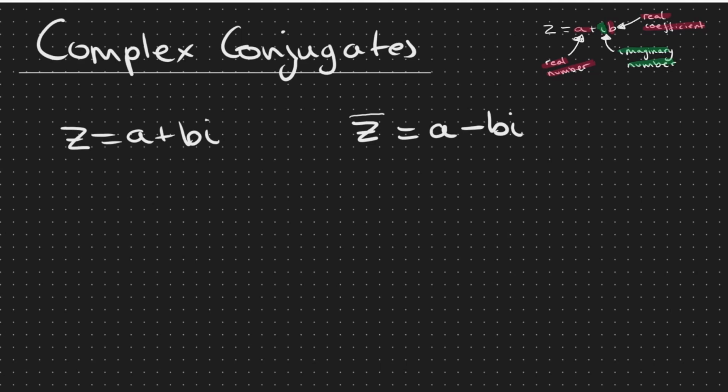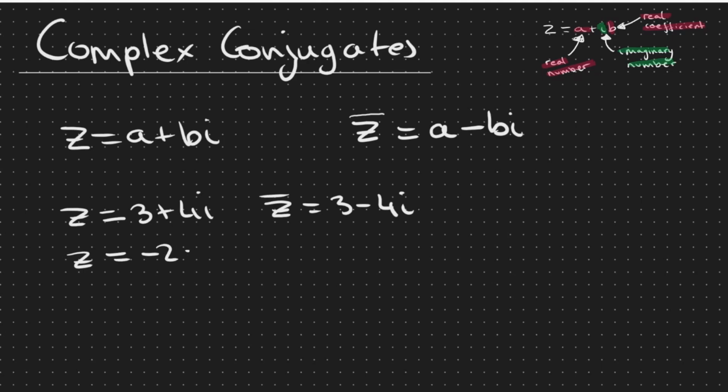Moving on to examples and exercises, if I were to tell you that the complex number z is equal to 3 plus 4i, what is the complex conjugate? Once you've answered it in your head, hopefully, the complex conjugate is equal to 3 minus 4i. If z were minus 2 minus 5i, then what is the complex conjugate? The complex conjugate would be minus 2 plus 5i.